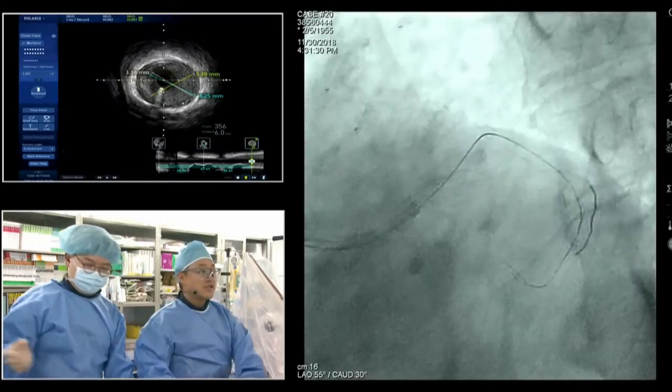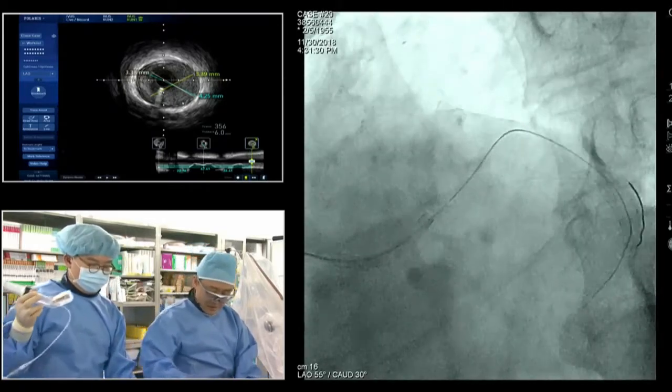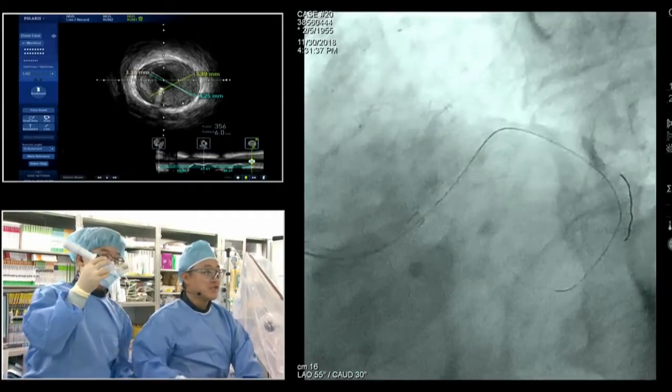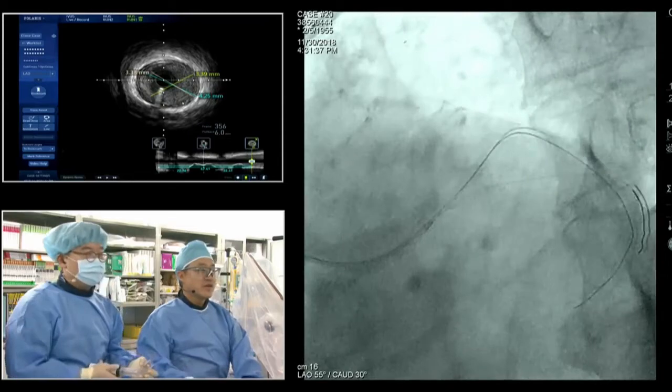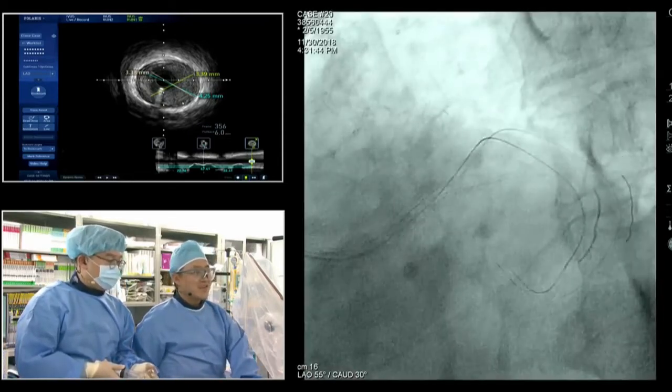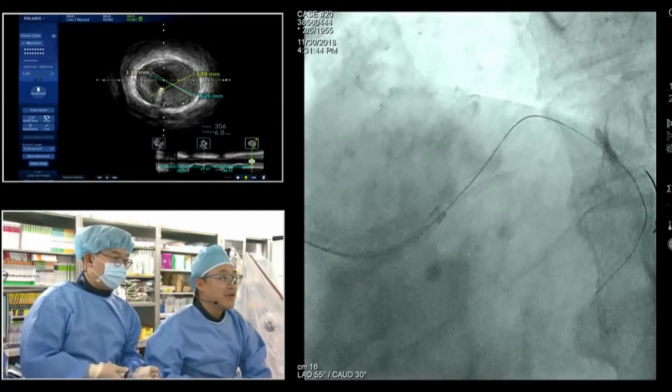Okay, the proximal segment of the stent, there is some still malapposition. This is 5.0. In the Giant Sierra, we can inflate up to 5.5. This is still Giant Alpine.